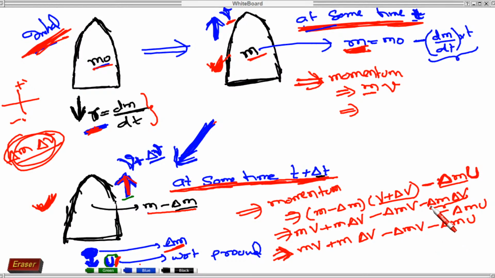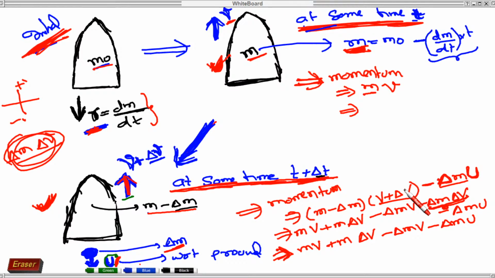We neglected it because it's a very small value, because delta m is small and delta v is also small. So their multiplication will be a very small value. We can neglect it, because both are delta parts.